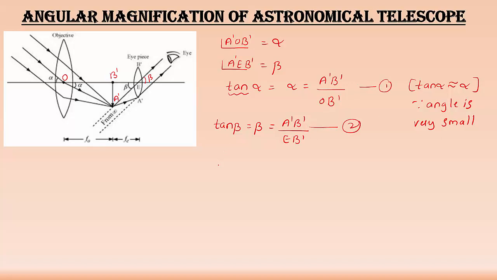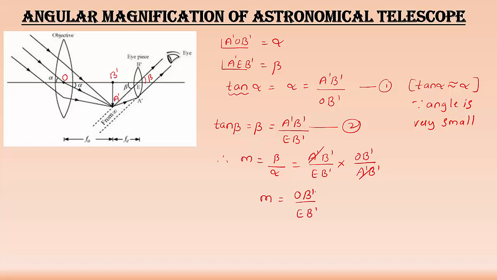Now we can substitute in the angular magnification equation, that is m equal to beta divided by alpha. So the beta value is A'B' divided by EB', into the alpha value, which is OB' divided by A'B'. Here A'B' will get cancelled. So we can write m equal to OB' divided by EB'.